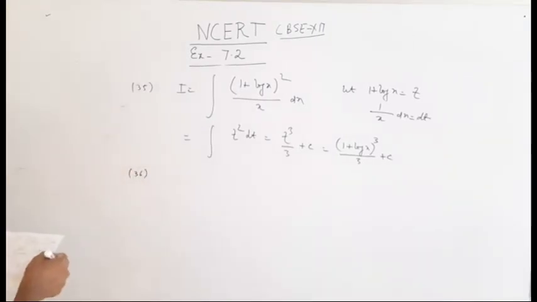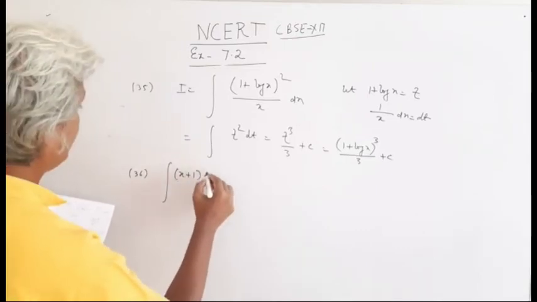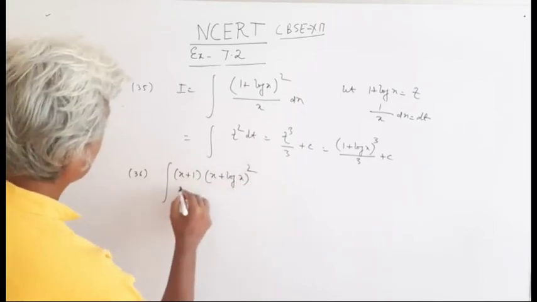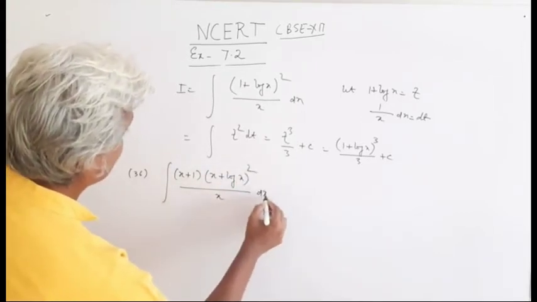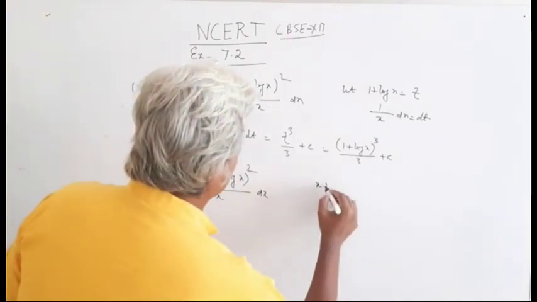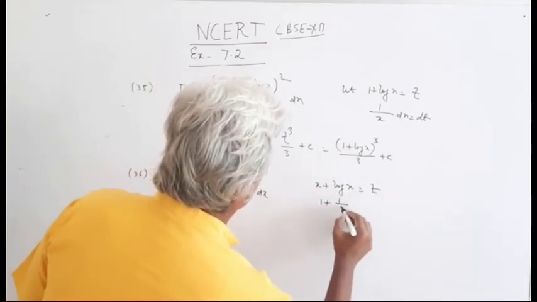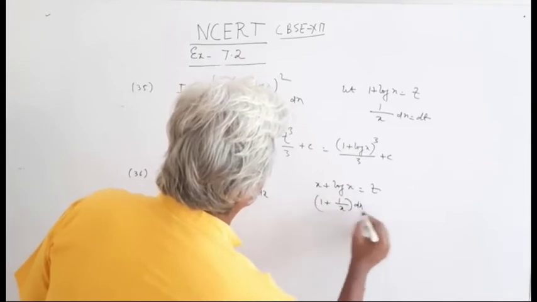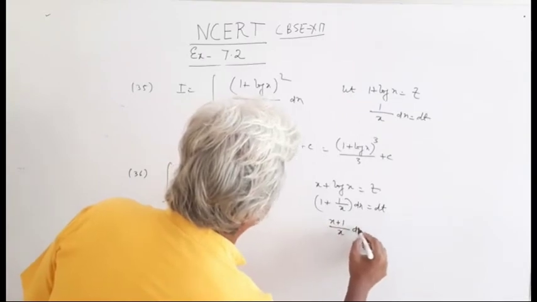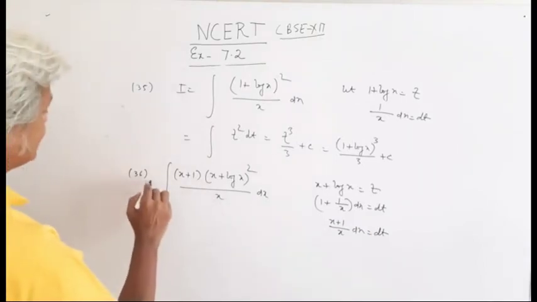Number 36 question goes like: integration of (x plus 1 over x) times (x plus log x) whole square dx. Now see, the interesting part is x plus log x. Let that be t. So x plus log x as t, and 1 plus 1 over x dx as dt. So this is (1 plus 1 over x) dx as dt. You can see directly it is there.